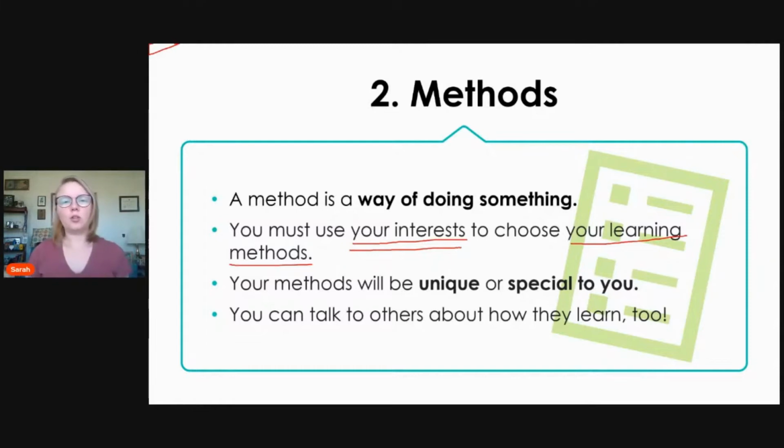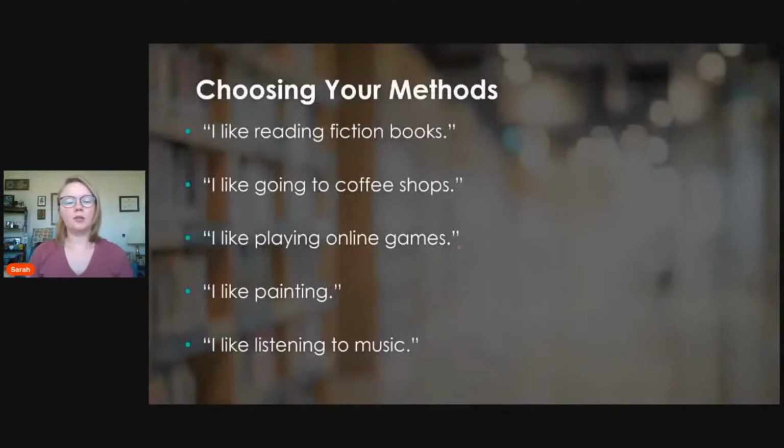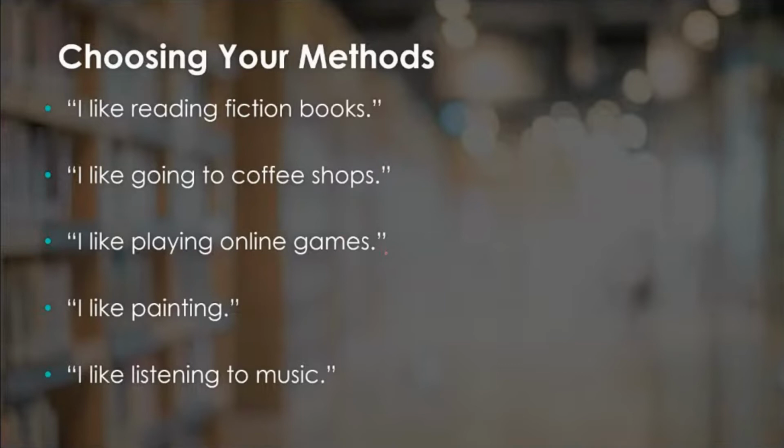So, next, now that you have thought about what you enjoy, let's talk about some methods. Here are some things that I might enjoy, right? I like reading fiction books. I like going to coffee shops. I like playing online games. I like painting, and I like listening to music. Great. So, these are all things that I enjoy.